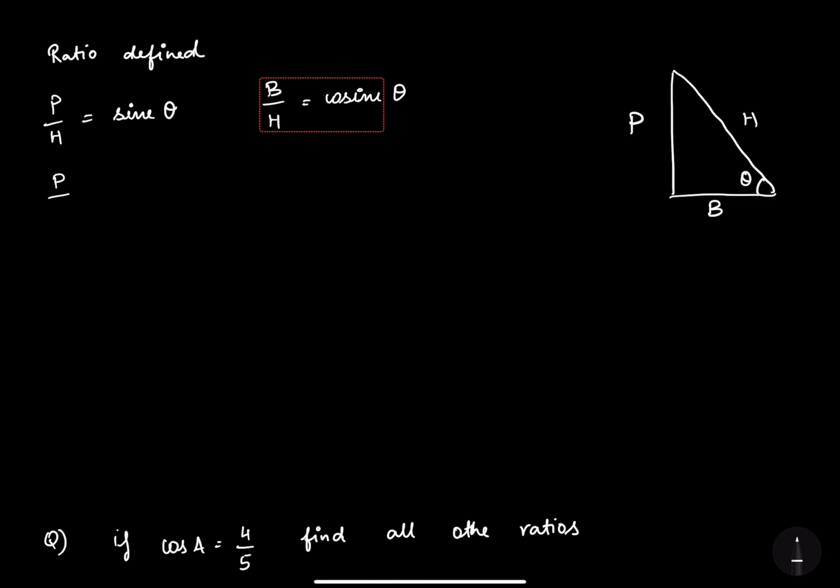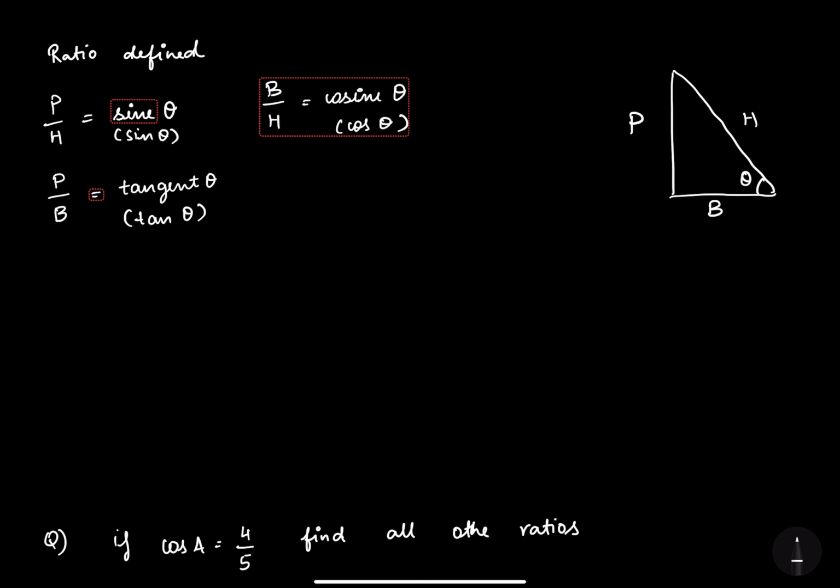If we have P by B, we call it tangent theta, or in short form tan theta. This is called sine theta. This is cos theta in short form.